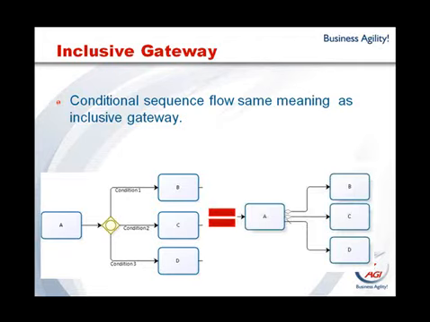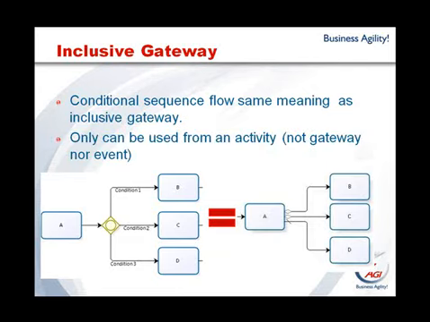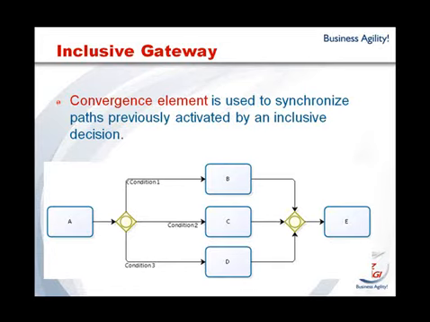BPMN states that you can use conditional sequence flows to diagram the behavior of an inclusive gateway. We can see that it is equivalent to use an inclusive gateway or conditional sequence flows exiting the activity. The only restriction is that the conditional sequence flows can only exit from an activity, i.e., they cannot exit from an event nor from another gateway. The inclusive gateway as an element of convergence indicates that many outgoing routes of an inclusive gateway, used as an element of divergence, can be synchronized into just one.